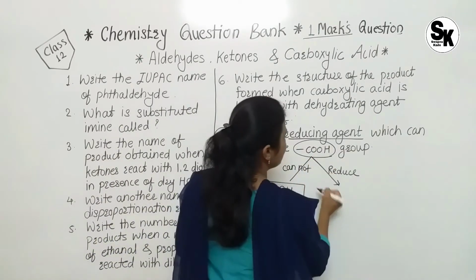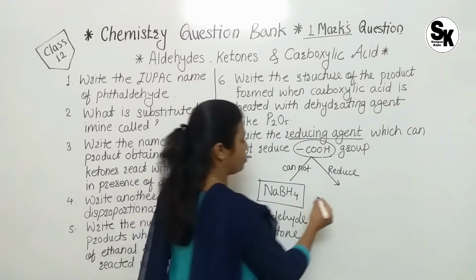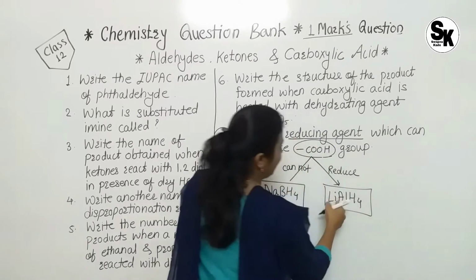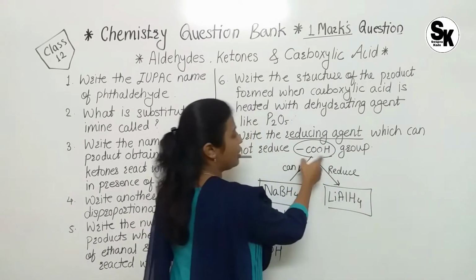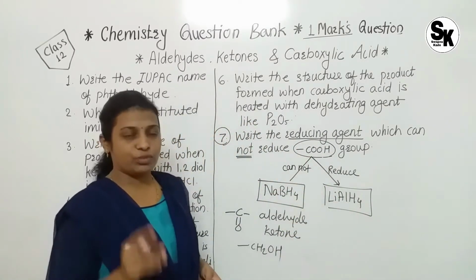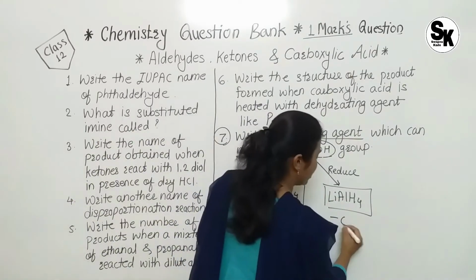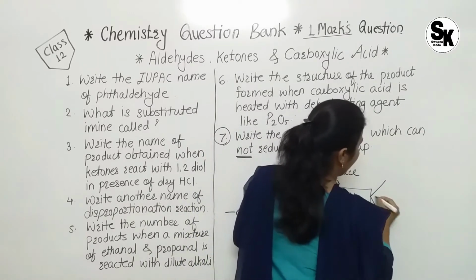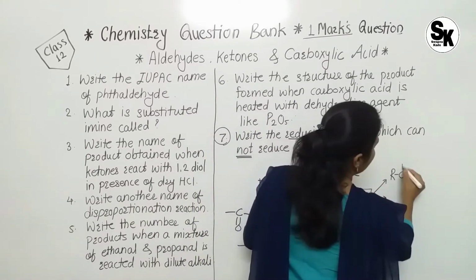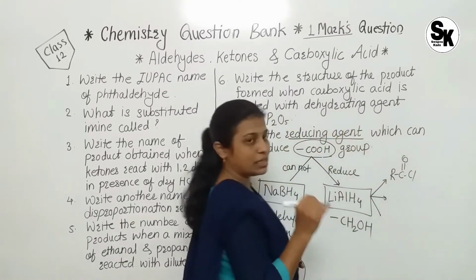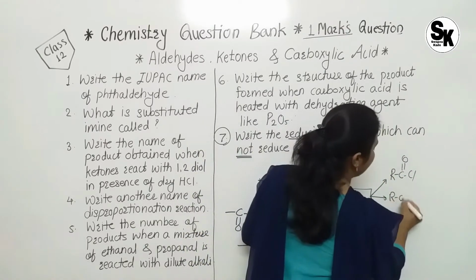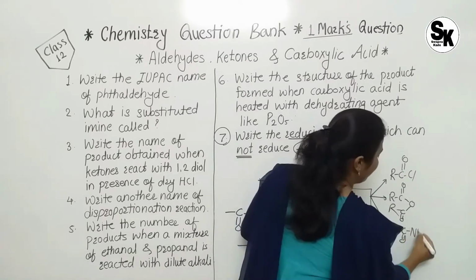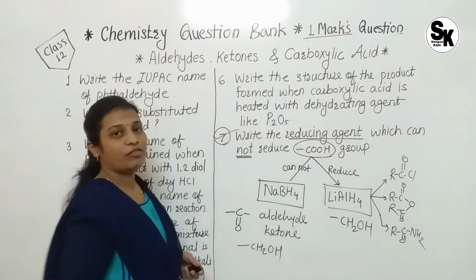Now see, the COOH group can be reduced by lithium aluminium hydride. When lithium aluminium hydride is used with the COOH, meaning the acid group, it gets converted into CH2OH. Lithium aluminium hydride also reduces RCOCl, meaning acid chloride, as well as anhydride, and it reduces amides also. So this is the answer for this 7th question.